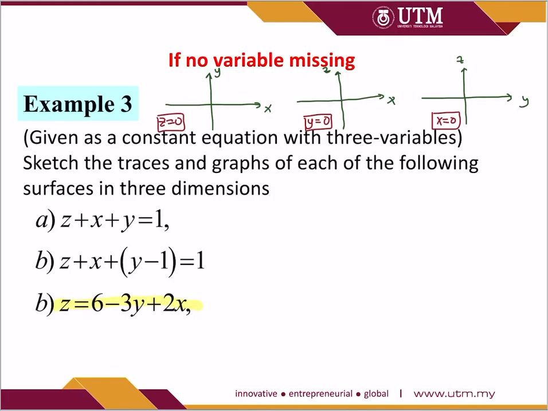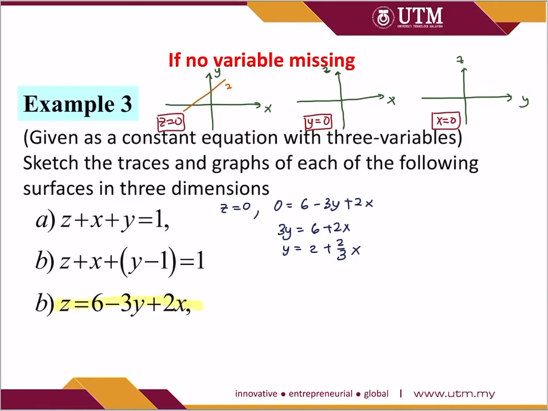The first one, for z equal to 0, we have 0 equal to 6 minus 3y plus 2x. So let y be on the left hand side, because we have the y-axis for the vertical there. 3y equals 6 plus 2x, so y equals 2 plus 2 over 3x. From here we know that we have a positive slope that intersects at 2.